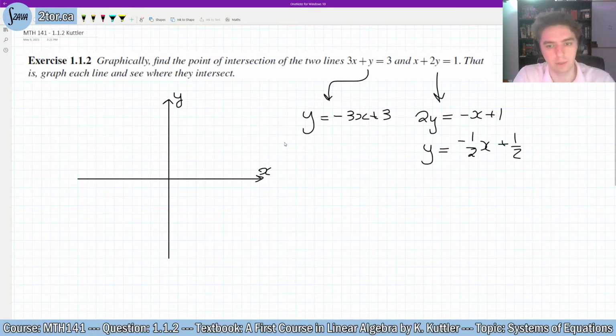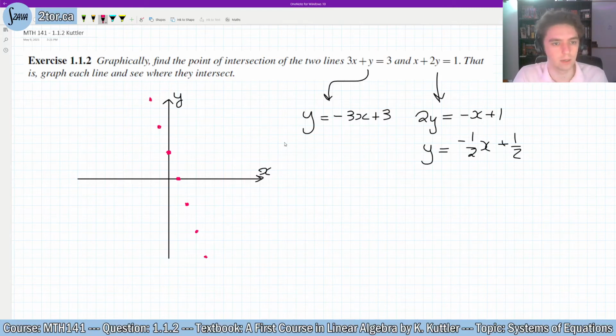Let's start with this left one here. So I'm going to start by putting down a point where my y-intercept is, which is at 3. So 3 is right here. Y value of 3. And then our slope is negative 3. So that means for every step in the positive x direction, I'm going to go down by 3 in the y direction. So there's our next point right there. Next point's right there. And if I go left, I'm going to go up by 3, the negative of the slope.